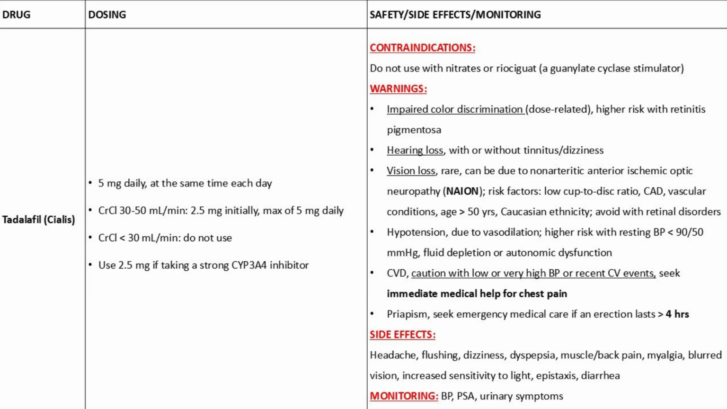Impaired color vision, especially in patients with retinitis pigmentosa, hearing loss with or without dizziness or ringing in the ear, that is tinnitus, and a rare vision loss possibly caused by non-arteritic anterior ischemic optic neuropathy, especially in those over 50 or with a vascular condition.